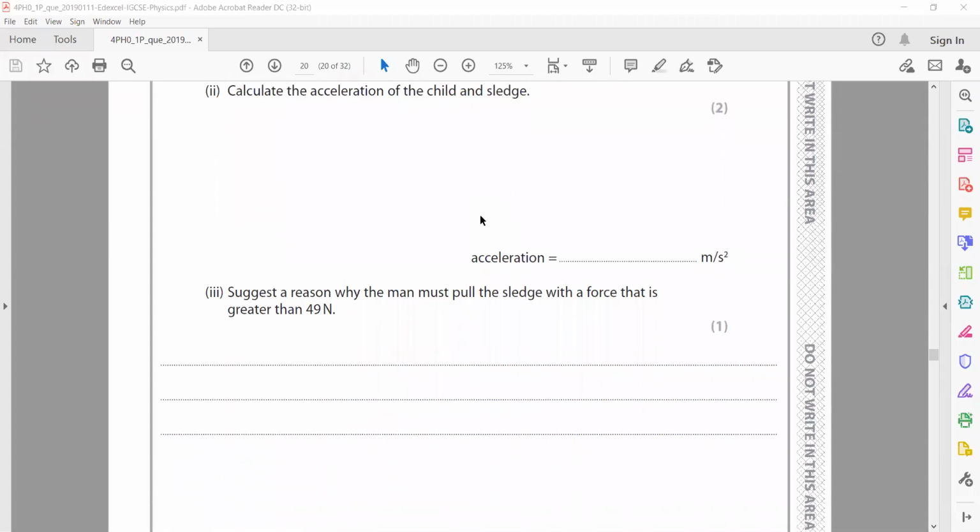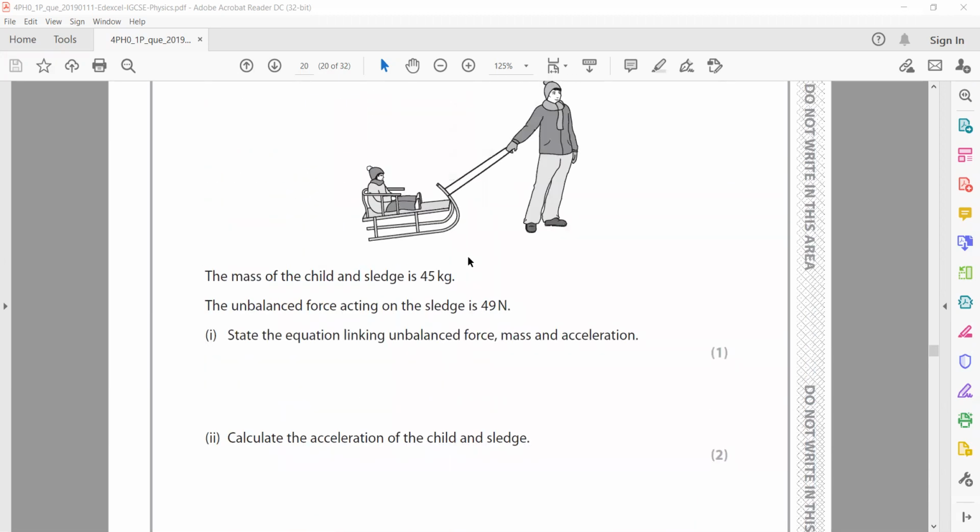Suggest a reason why the man must pull the sledge with a force that is greater than 49. So what we did not consider here is the friction between the sledge and the surface. Friction will oppose the motion. That's why, to overcome the friction, he must apply a force more than 49.